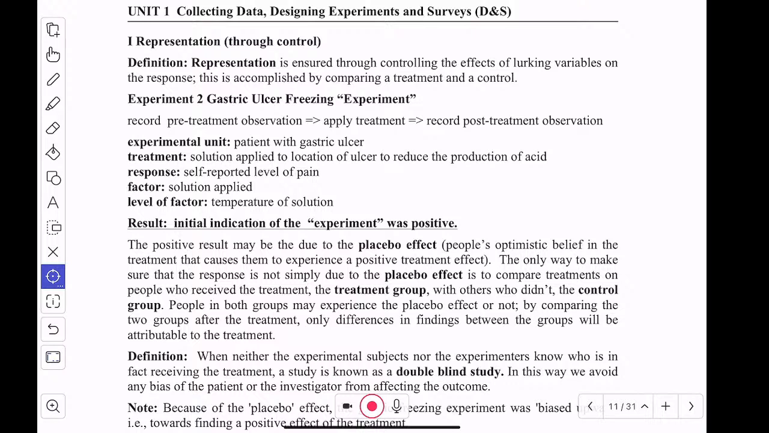The experimental unit would be a patient with gastric ulcer, so they've already been screened and it's been determined where their ulcer is. The treatment would be the solution applied to the location of the ulcer in an effort to reduce the production of acid and alleviate pain. The response would be the self-reported level of pain of the patient. We would say the factor is the solution applied, and the level of the factor is the temperature of the solution. I put it like that, but it's a cooling solution, and we believe it's the cooling that has that effect.